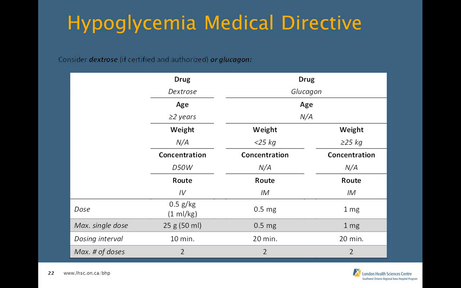For glucagon, there is no age. It works out to anyone less than 25 kilos gets the 0.5 milligrams of a max single dose, and another dose can be given 20 minutes later. For anyone over 25 kilos or greater than or equal to, you can give 1 milligram of glucagon and follow it up with a second dose if required 20 minutes later. The glucagon is to be given IM and the dextrose would be given IV.